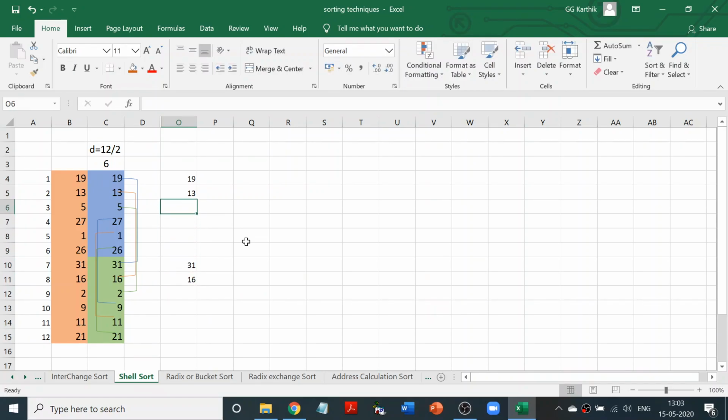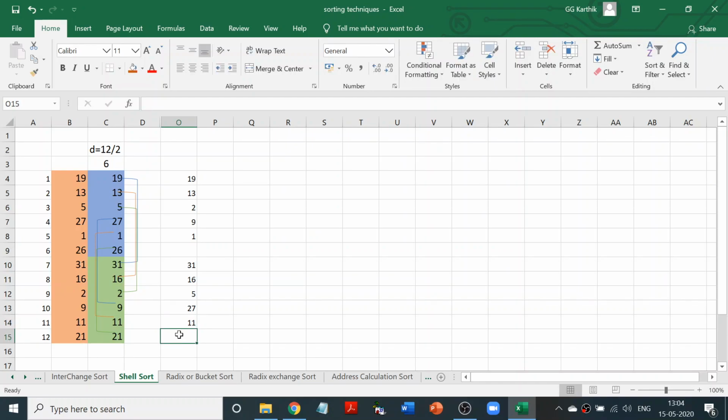Then I'm comparing 5 and 2. So now there is a change. 5 is bigger than 2, so 2 will come here and 5 will go here. Then comes 27 and 9. Here, 9 is going to be on top and 27 is going to be here. Then 1 and 11. So 1 is going to be here only because it is a smaller number. 11 remains here. No interchange is happening here.